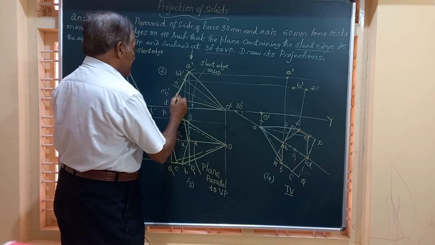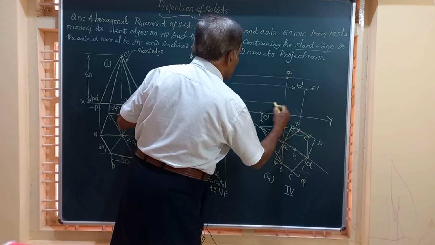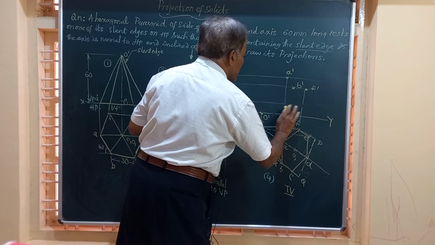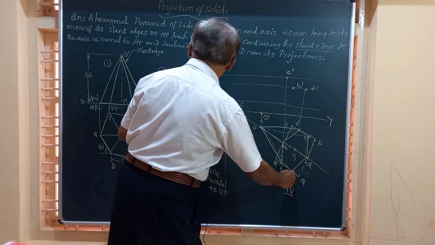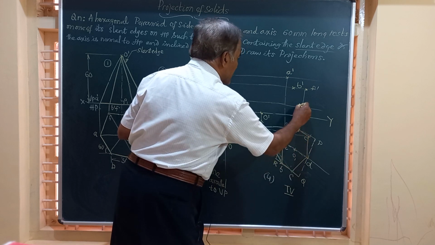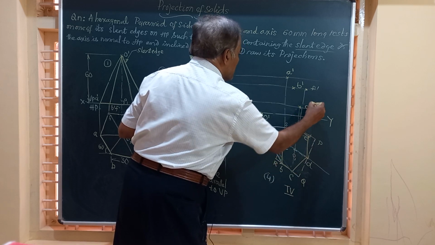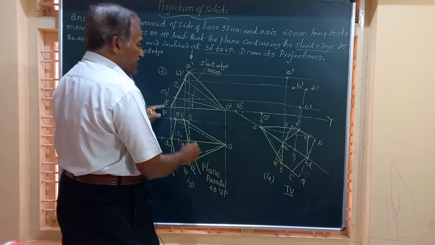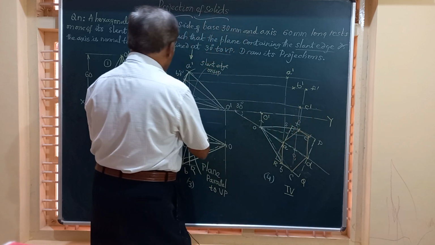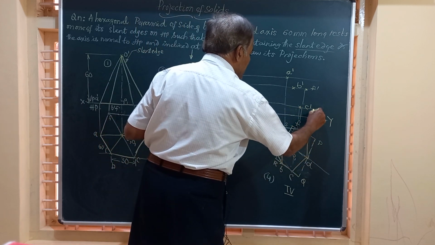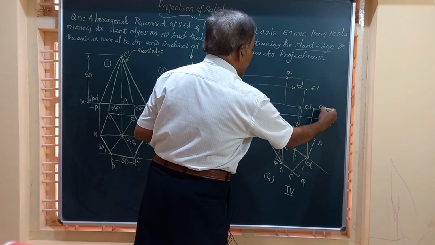A dash on this. Next C dash and E dash. C dash and E dash should lie on this. Where is C dash? So we have got this C here. Vertical line from C, horizontal line from there. They will meet somewhere here. This point is C dash. Then comes E dash. Vertical line from E, horizontal line from E dash. They meet here. One is C dash, other is E dash.